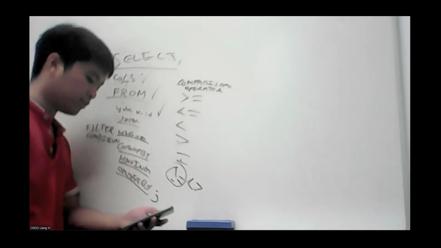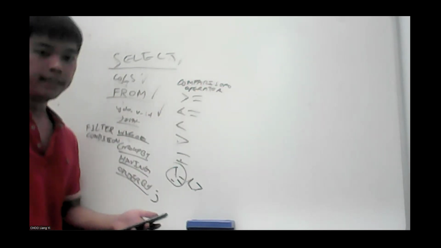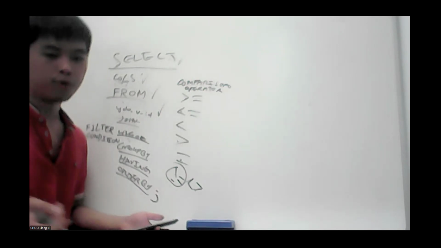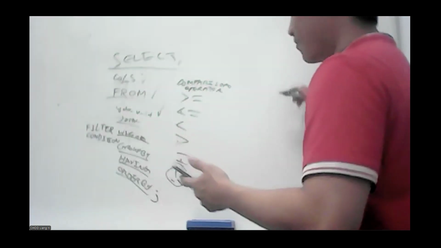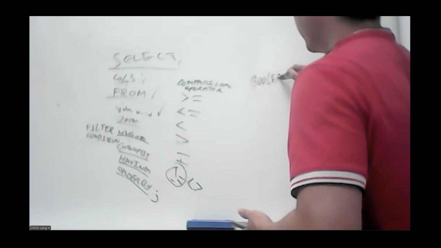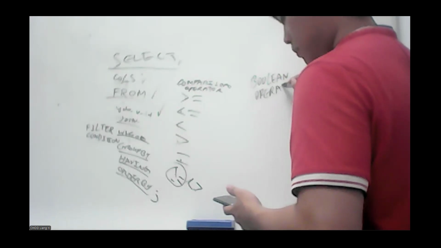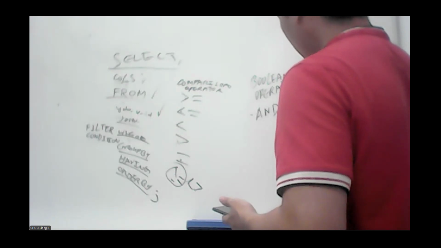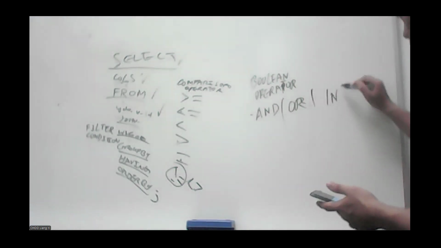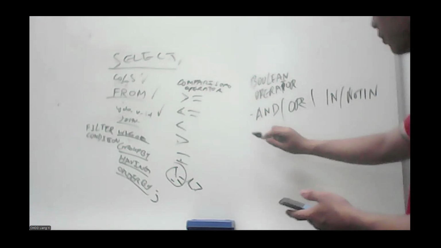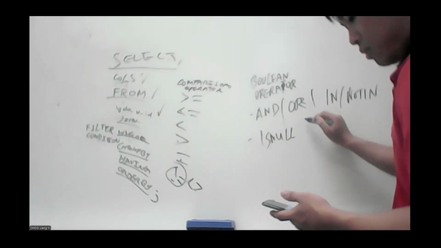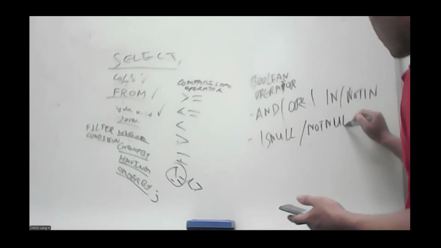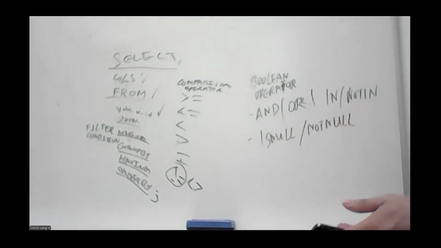So this is number one. Then there's also Boolean clauses. Boolean means true or false. The name just came out of my head, you Google, probably wrong. Boolean operator. There's different types: and, or, in, not in. Then there's also is null, not null. It's like English, you just understand.